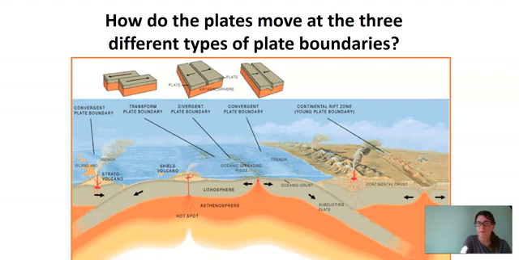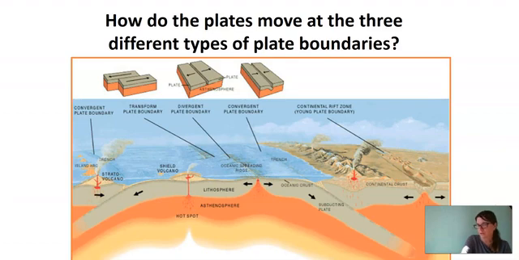Before we get started with our experiment today, let's take a little bit of time to think about the different types of plate boundaries and how the plates move relative to one another at each of these different types of plate boundaries. So go ahead and pause this video for a few minutes and think about the answers to those questions.